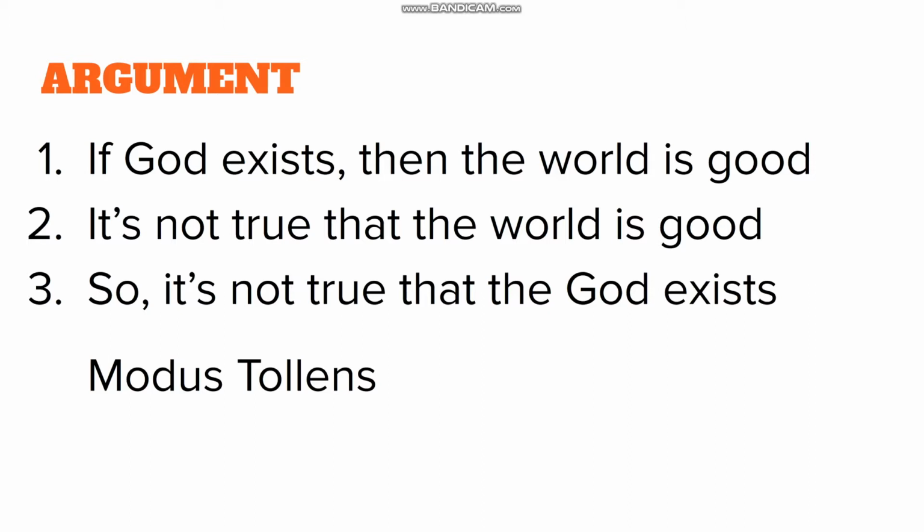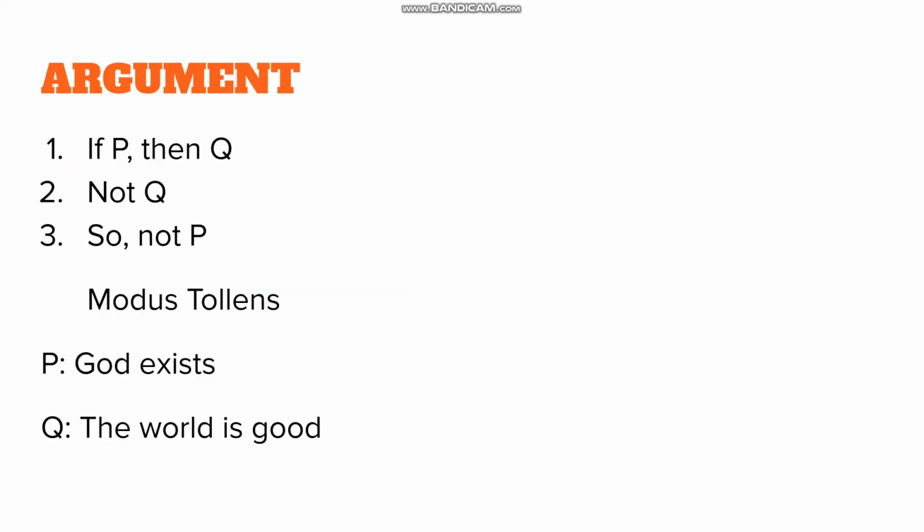In this particular argument, we have substituted the symbol P for the English sentence God exists, and the symbol Q for the world is good. And when we sub in these English sentences for those symbols, we get the argument that we just looked at. And that argument fits exactly the form of a modus tollens.